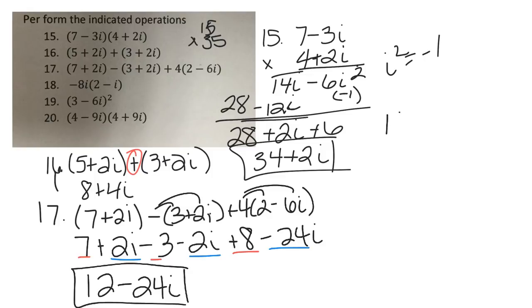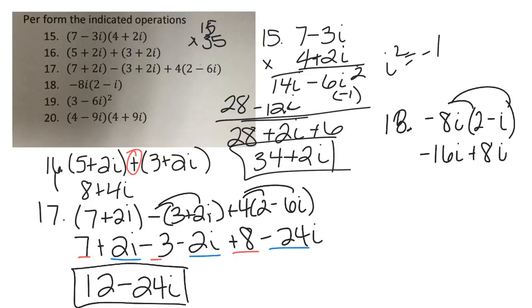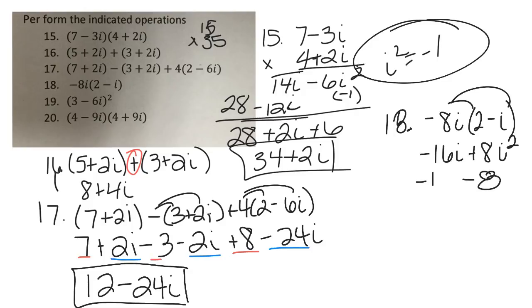Number 18, negative 8i times 2 minus i. I need to distribute. I get negative 16i plus 8i squared. And again, i squared equals negative 1. So that becomes negative 8. 8 times negative 1. Negative 16i minus 8, or negative 8 minus 16i. Technically, it should be written with the real number first.